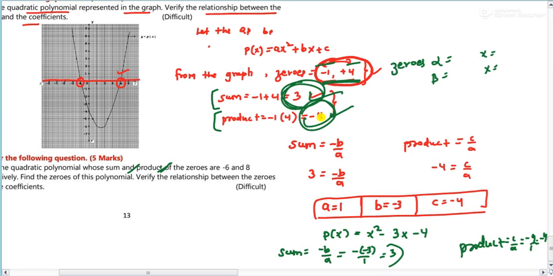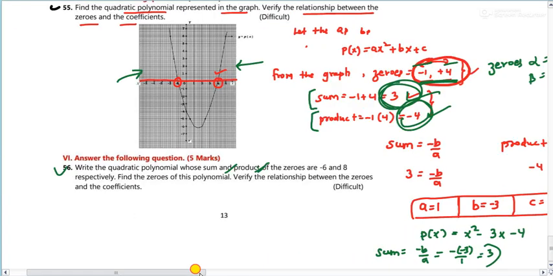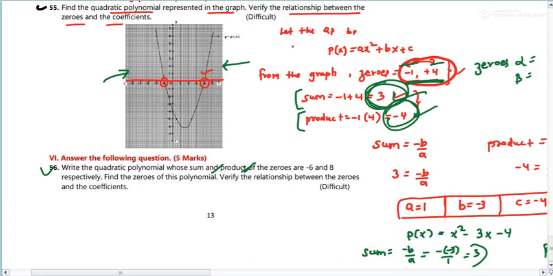Yeah, so this type they may ask this year. It's a little different. They have asked already, but for 1 mark. Just by giving the graph, they ask this question: what are the zeros? But for 4 marks, they may ask you the polynomial as well as the relationship. Any doubt? Easy? Okay. Now the final question.